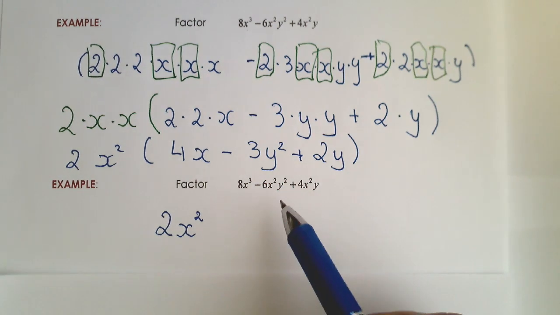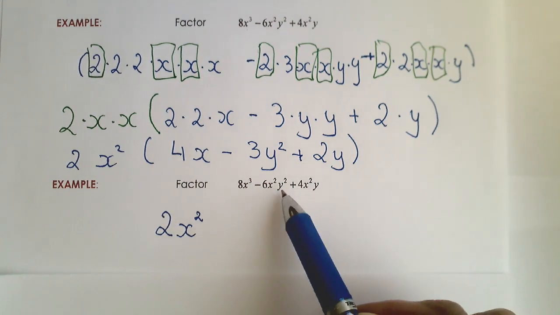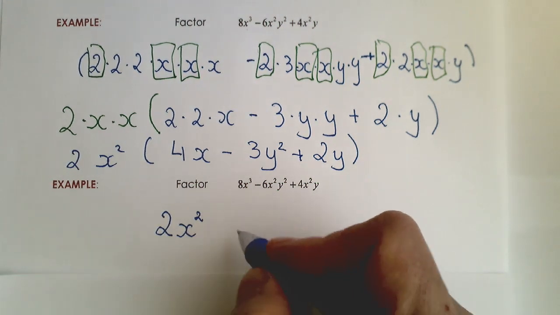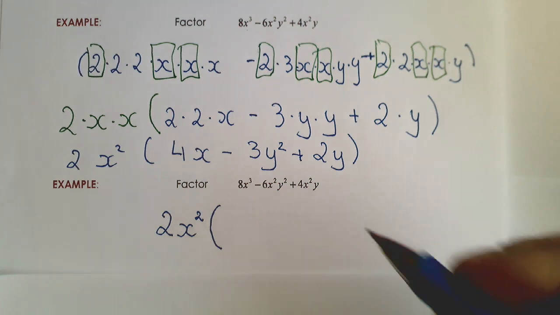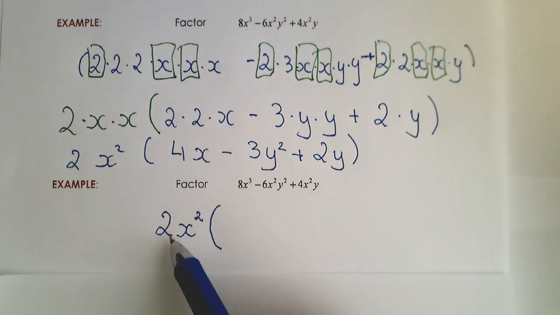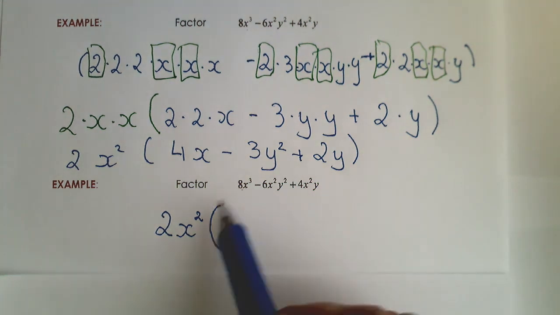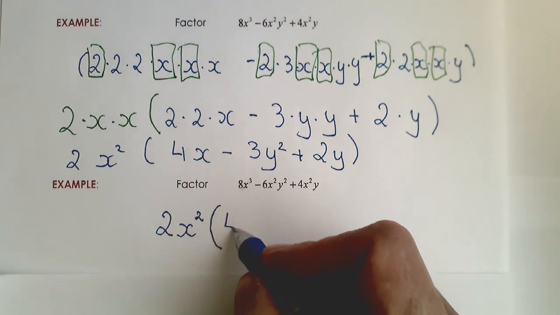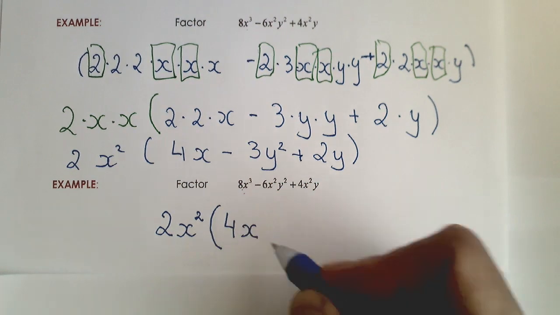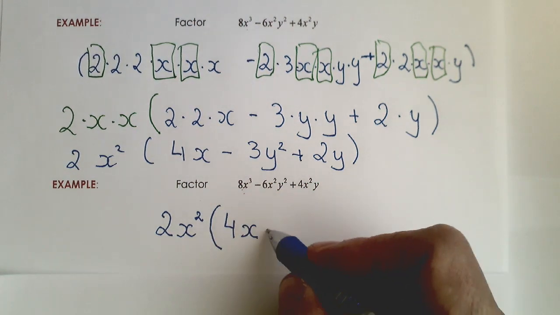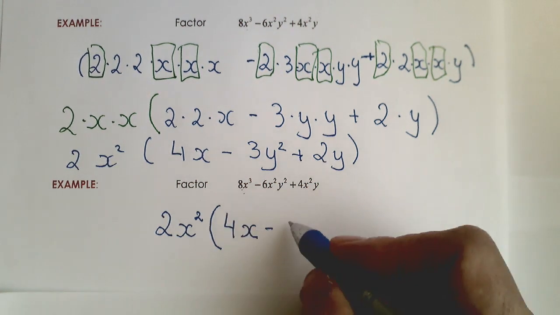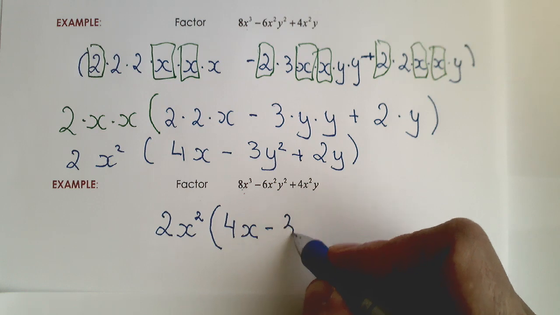Now I'm going to look at y. Well, y is here, but not here. So y is not the greatest common factor, so it's not going to be factored out. Then I will open the bracket, and again, I will take my original term and divide by my greatest common factor. 8 divided by 2 is 4. X cubed divided by x squared leaves me with x minus 6 divided by 2 is negative 3.